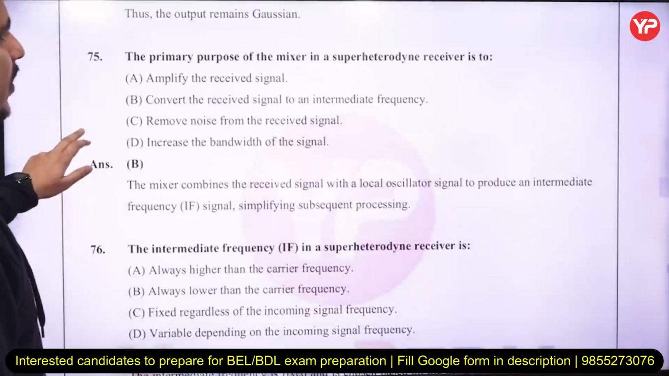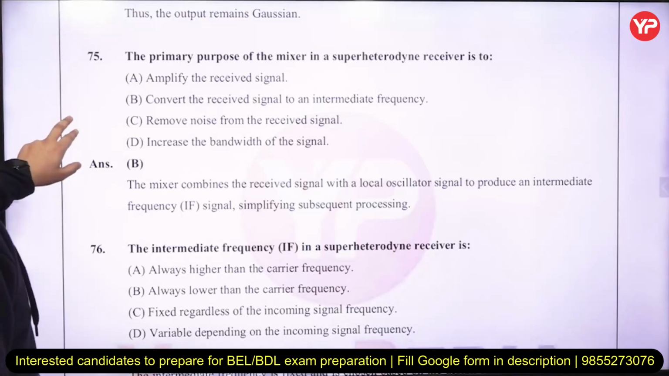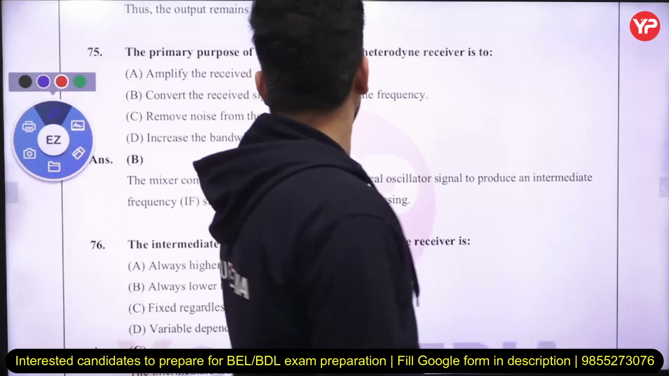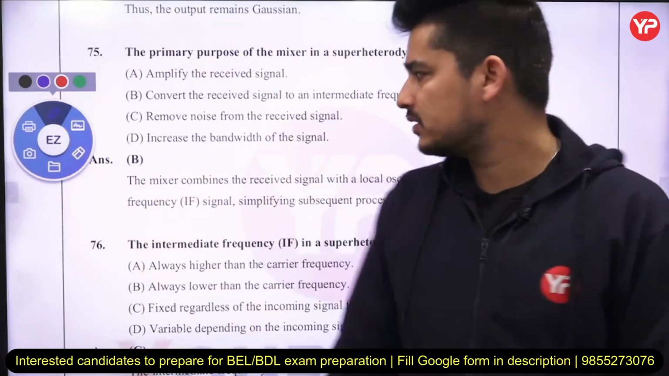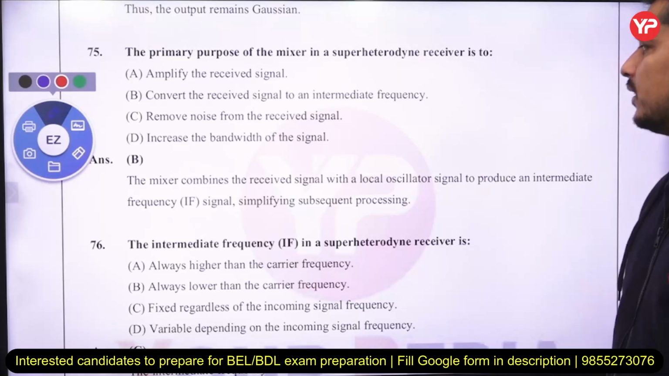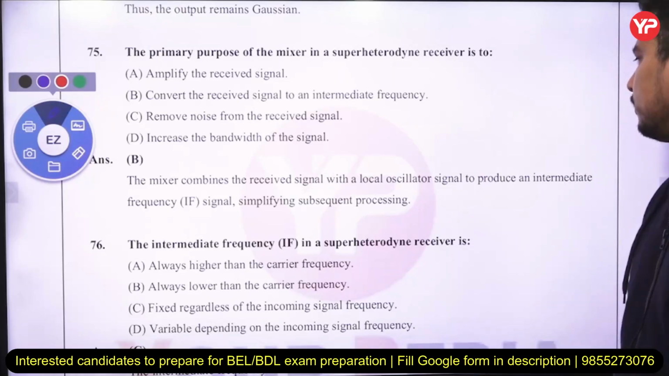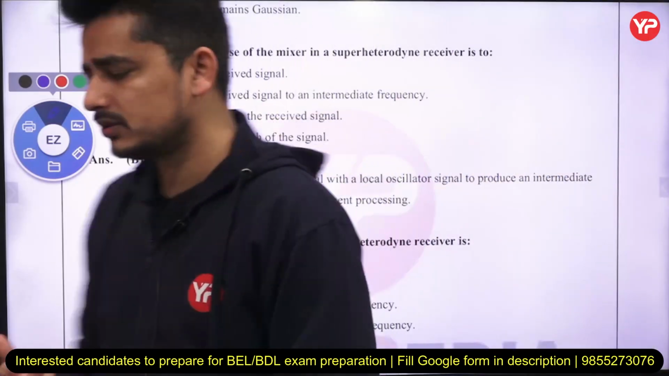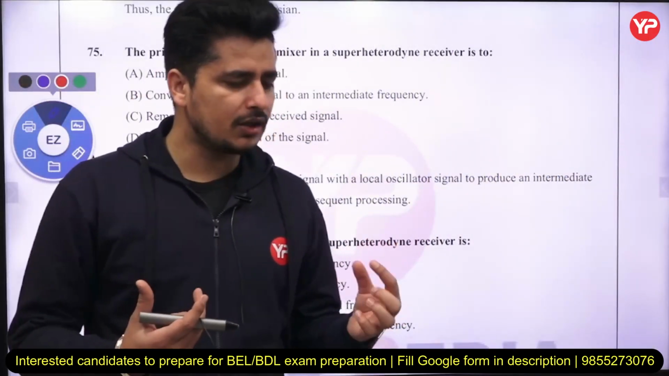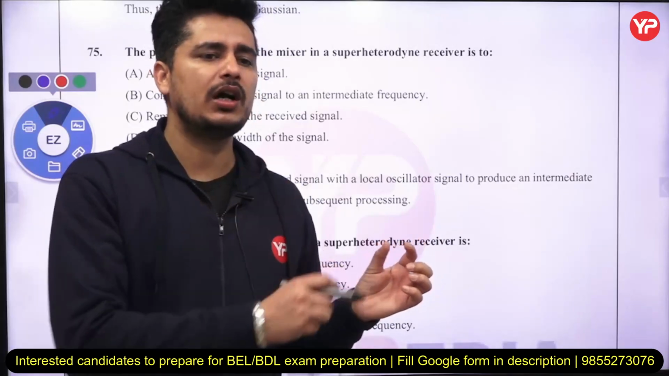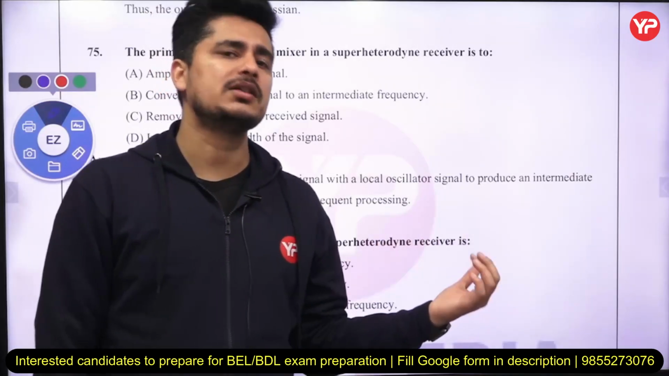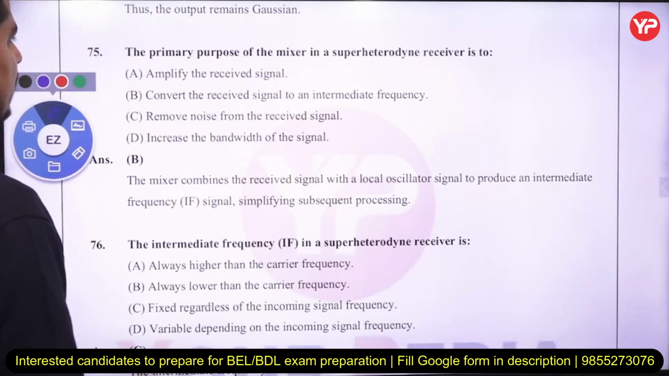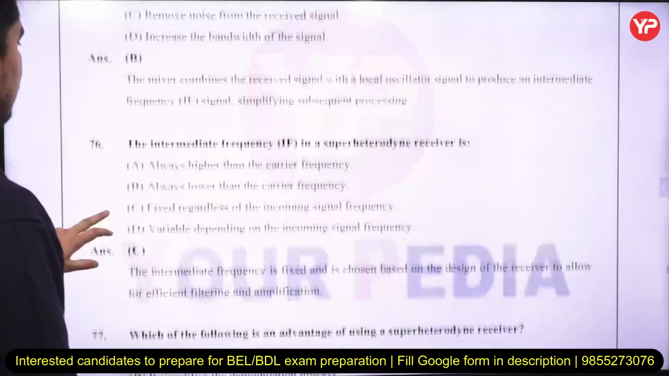Primary purpose of a mixer in a superheterodyne receiver. If I am talking about the superheterodyne receiver, the main purpose of the mixer is what? The mixer combines the received signal with the local oscillator signal to produce the intermediate frequency signal. Basically in your superheterodyne receiver, we have to convert all the incoming channels to a particular IF frequency, so that we can eliminate the maximum noise, or we can increase the fidelity of the system. So the answer will be we convert the received signal into the intermediate frequency.